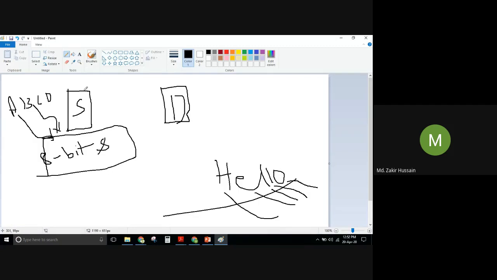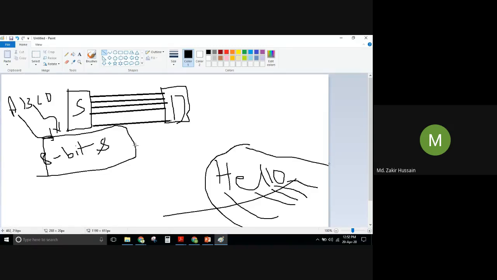suppose this message has been converted, and it is with the source unit. So what are the ways that we can transmit this message from source unit to destination? One way is to transmit parallelly, total 8 here, 3, 4, 5, like that. Here we have to have total 8 lines. So this is okay. Let us say these are 8 lines.